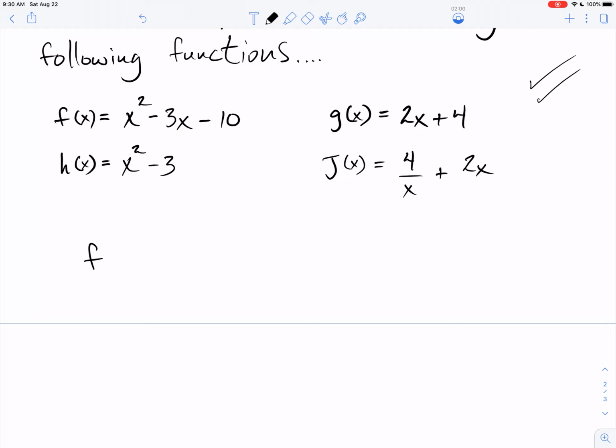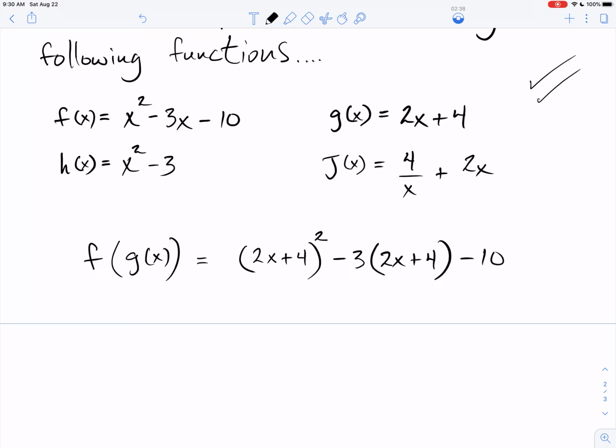So something like this, f of g of x, now gets a little gnarlier depending on what they do to me with the function, because f of g of x means I'm going to take g and plug it into f. So if I were to do that, I would end up with 2x plus 4 being squared. Because what does f do for a living? The function f takes whatever you give it, squares it, then says -3 times it, and then takes away 10 at the end.